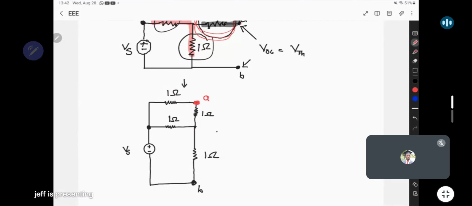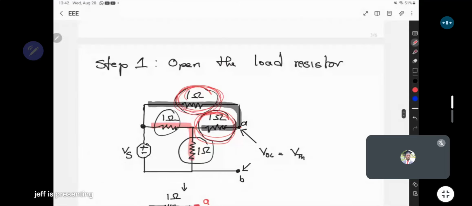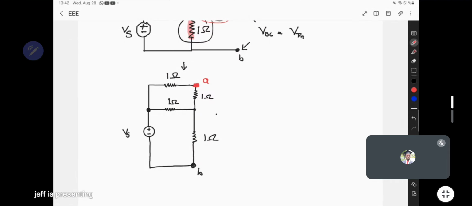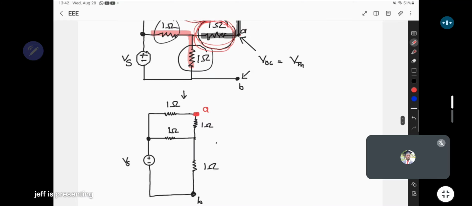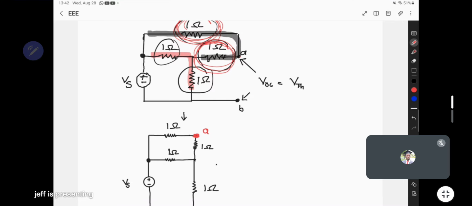So this is point A, then point B is down here. Again, you could have still worked it out from this one here, but just for presentation, I have redrawn it so that it looks like this. And you must understand to say that the two circuits are the same. If you understand that, it becomes easy for you to analyze the circuit.